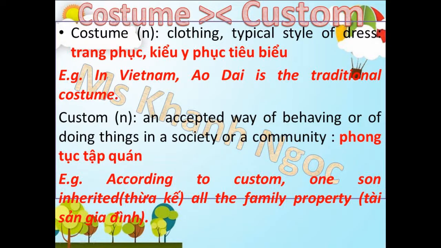The next one is costume and custom. Costume, clothing, typical style of dress. Example, in Vietnam, áo dài is the traditional costume. Custom, an accepted way of behaving or of doing things in a society or a community. According to custom, one son inherited all the family property.